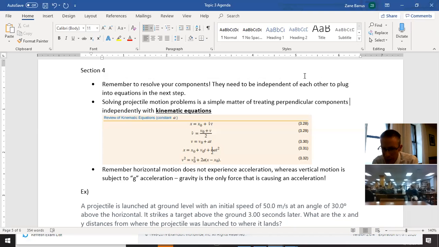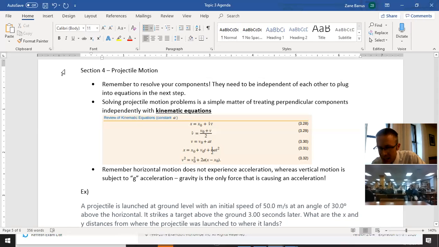Now, I'm not going to have time to get to my example problem because I'm still in the explaining phase of this section. So I might need to make a video on that problem and post it tonight. But let's at least go over the basics of section 4. So remember, you must always resolve components. Section 4 is about projectile motion.